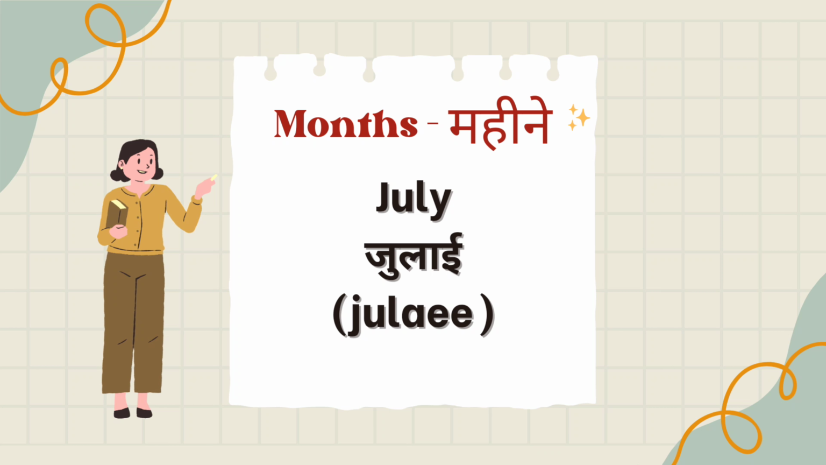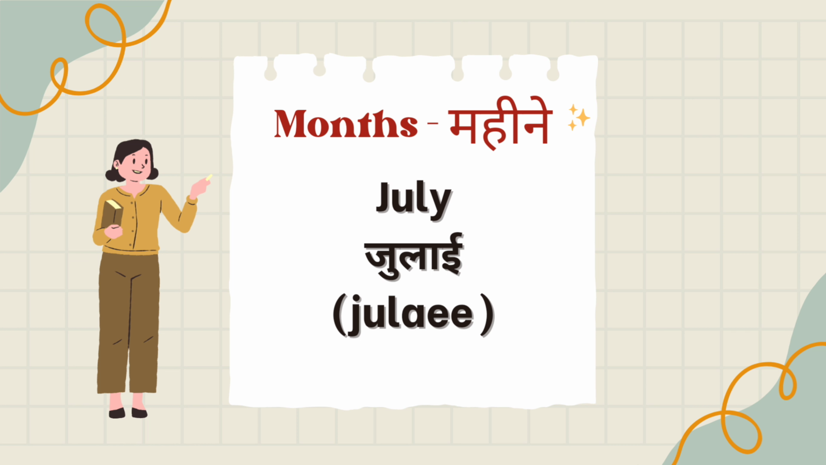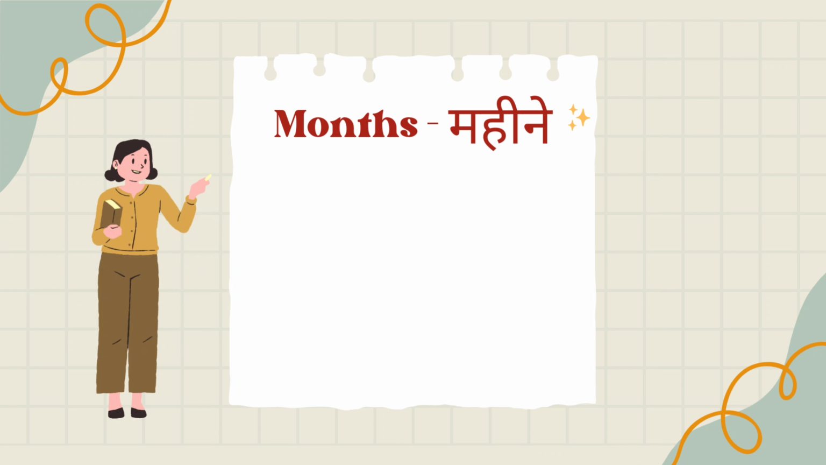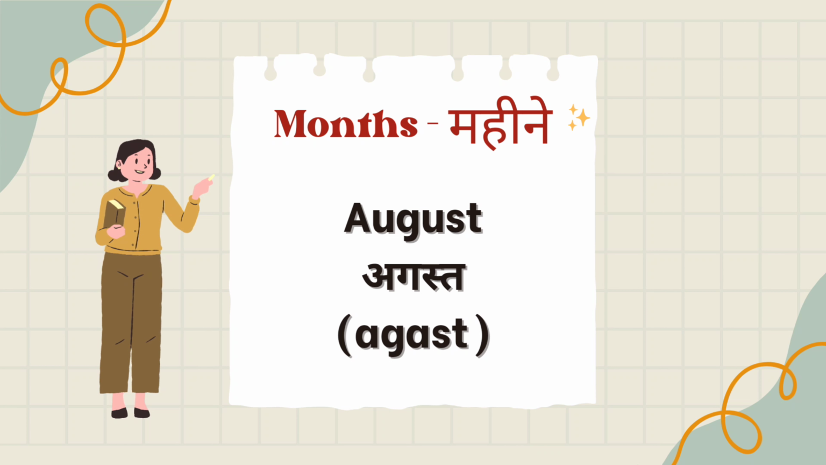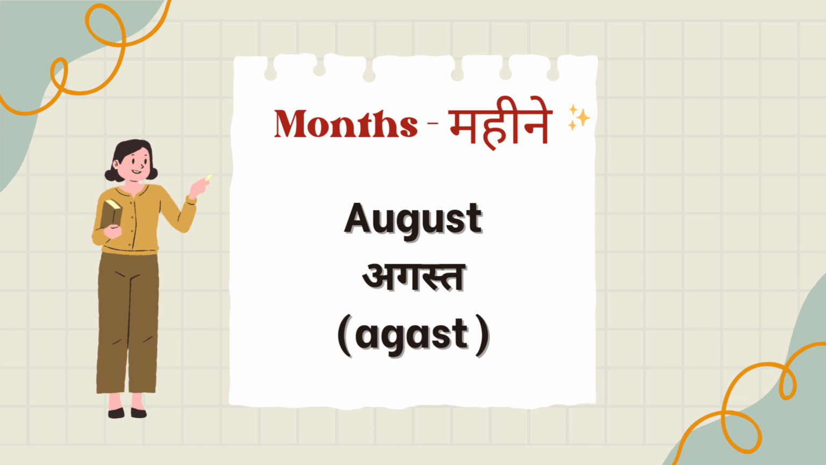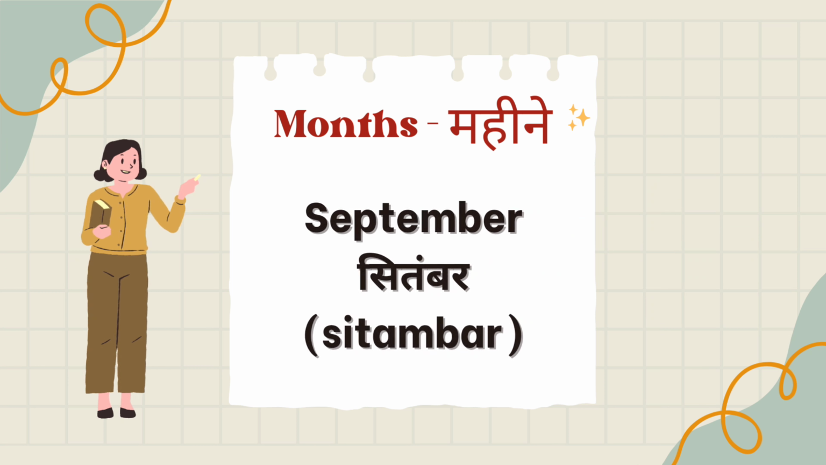Now, let's learn the next month. July is called July in Hindi. Here's how you write it in Hindi, July. Repeat after me, July. Excellent work so far. Let's move on to the eighth month. August is called August in Hindi. Here's how you write it in Hindi, August. Repeat after me, August. Well done.